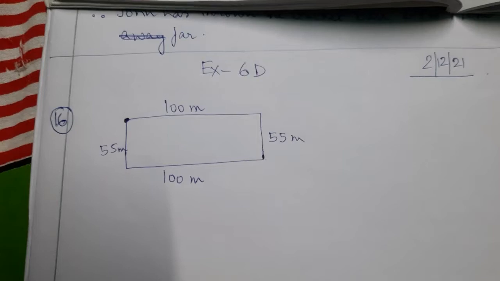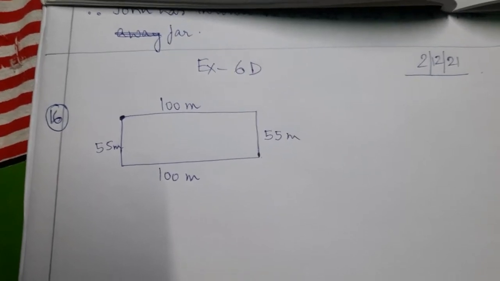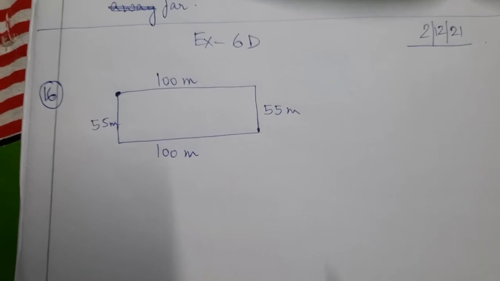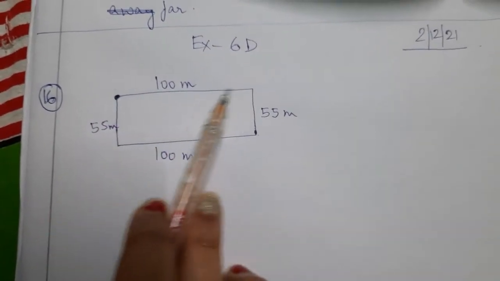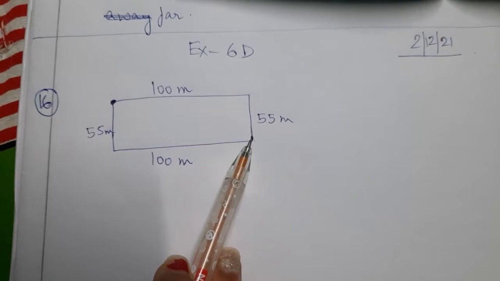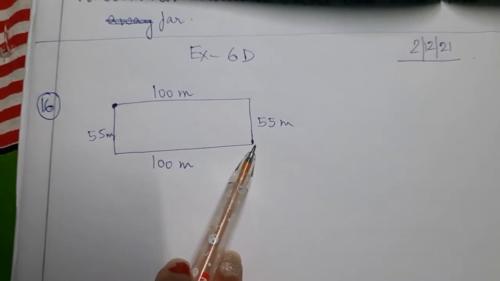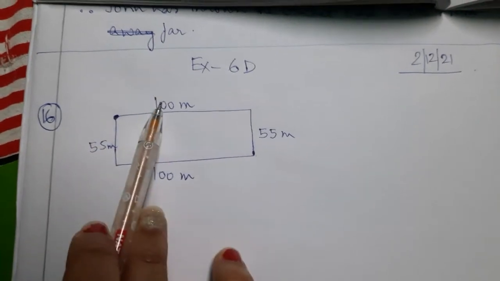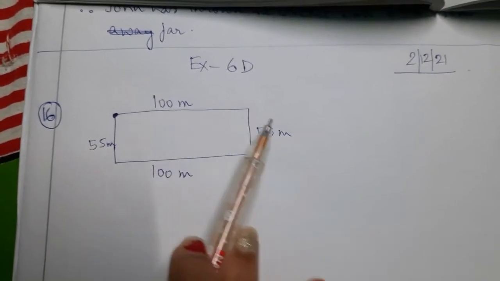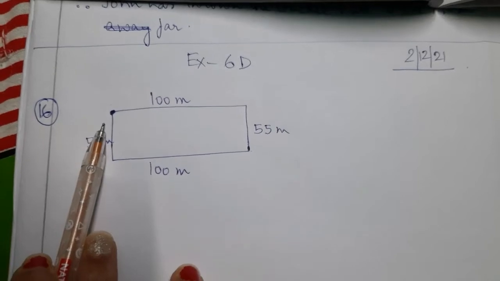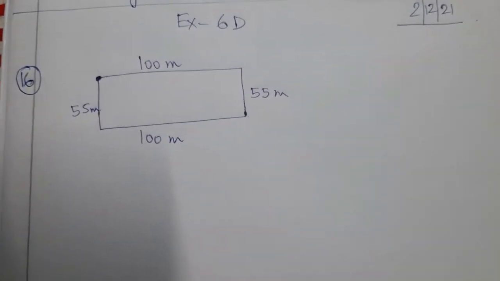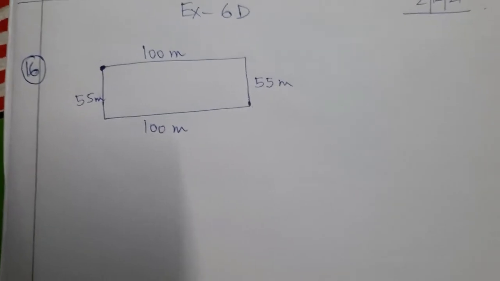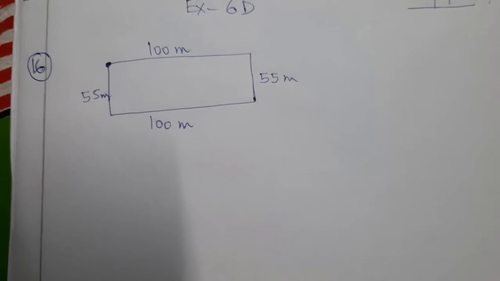What do we have to do here, students? When we have to find the total distance, what do we do? Yes, we have to add. We have to first add 100, then 55, 100 plus 55, then again plus 100, then again plus 55. If we add all these four numbers, we will find the total distance the boy has covered. Very easy, no? Yes, very easy. So now let's write the statements.